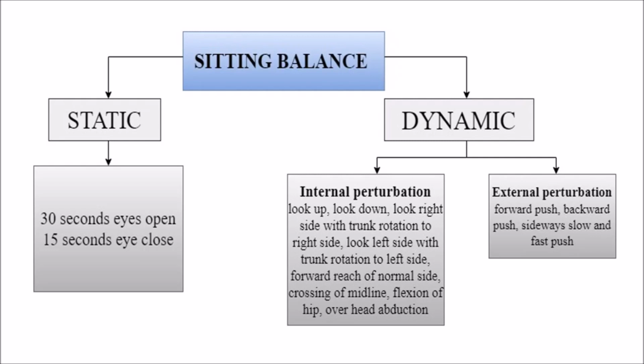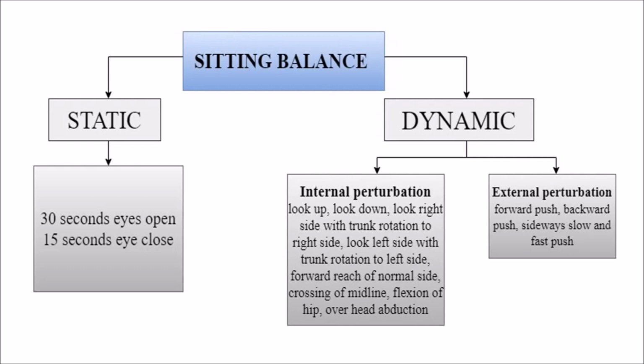In internal perturbation, you perform first on the affected side. If your patient has a left side stroke, then right side weakness occurs. So the movement will first be performed on the right side, and you check whether the patient sways or not. Then perform the same movement again on the unaffected side. You ask the patient to abduct the shoulder, look up, look down, and each movement will be maintained for 30 seconds.